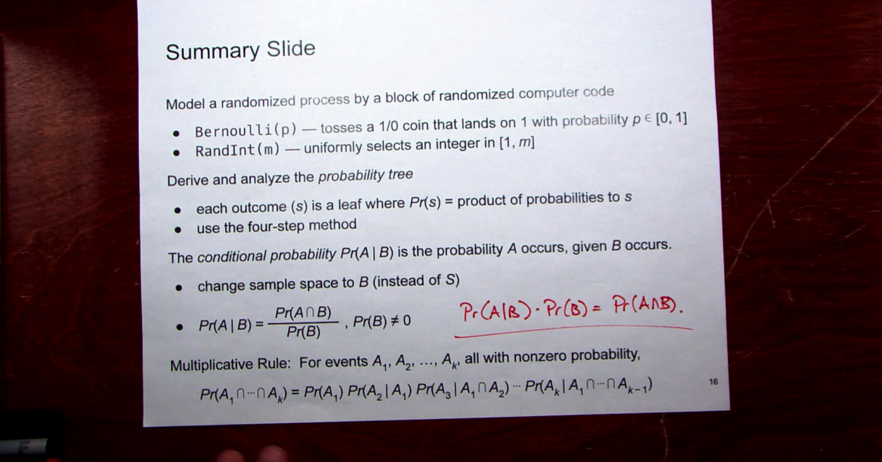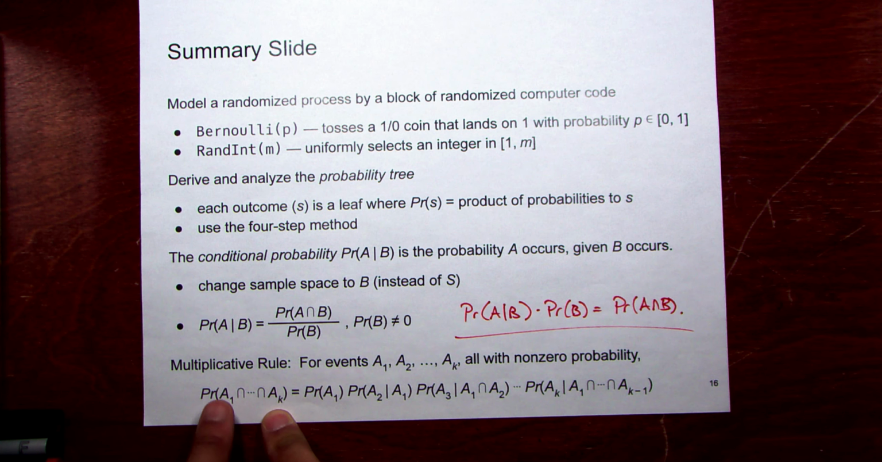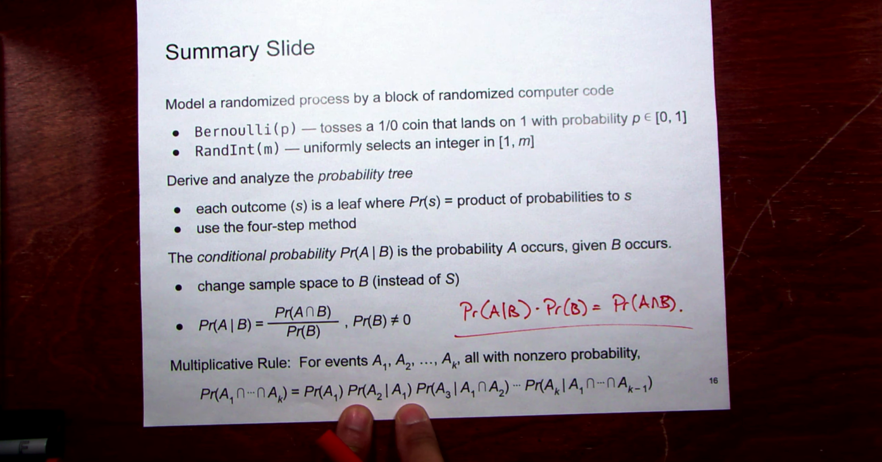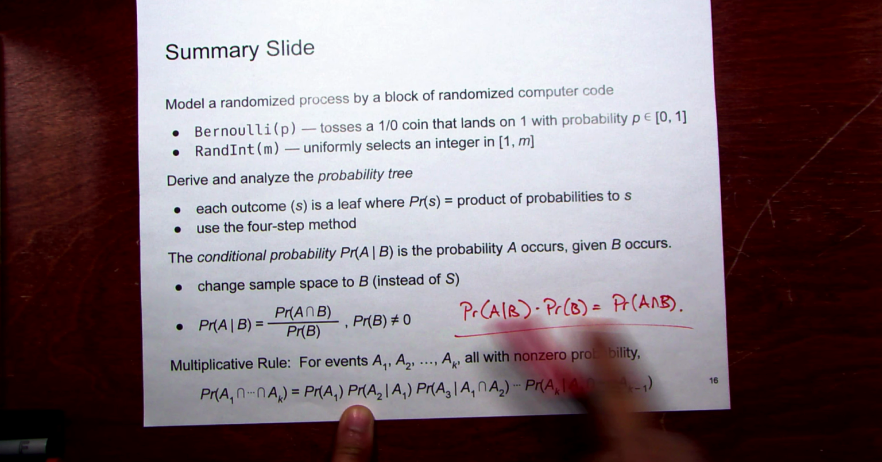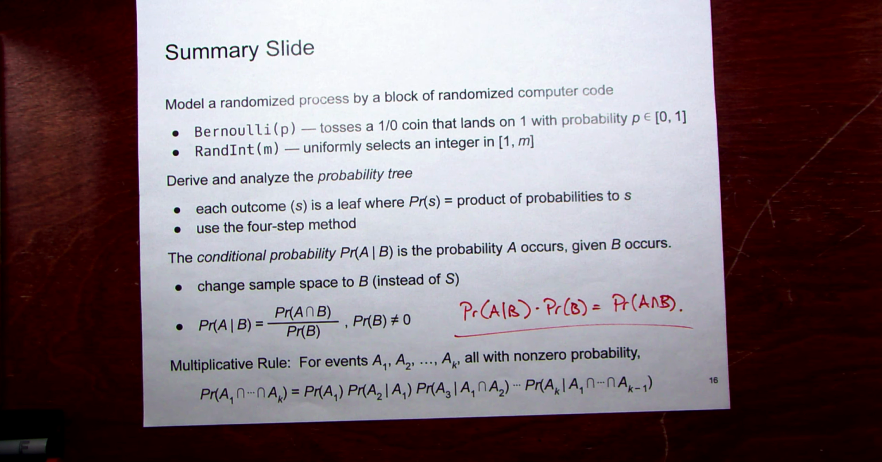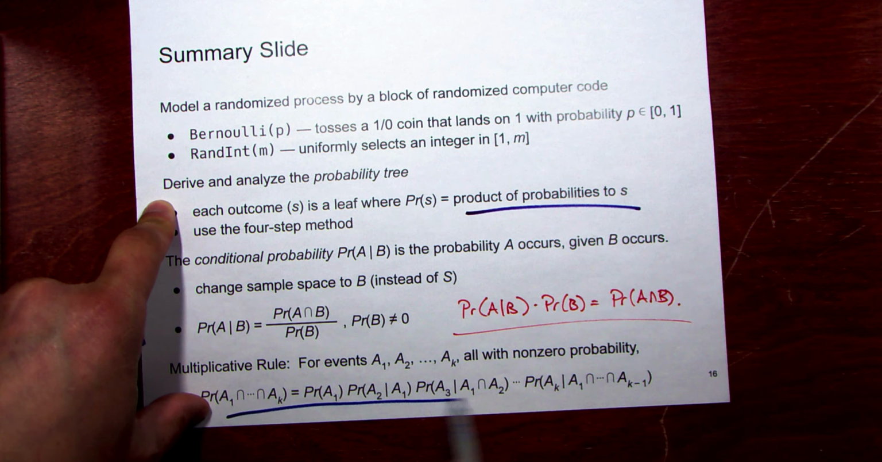So I state the multiplicative rule as a whole bunch of events happening all at once. Given that A1 and A2 and A3 and AK occur, it's the probability of A1 times the probability of A2 given that A1 occurred. That's exactly what's written up here, except B is A1 in this thing. This is actually an explanation of why you can take the product of probabilities along the path.